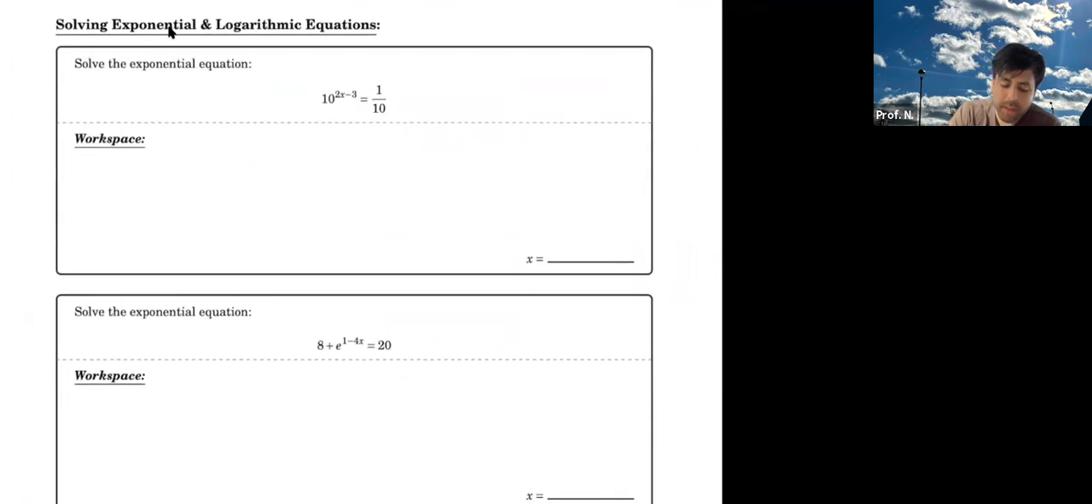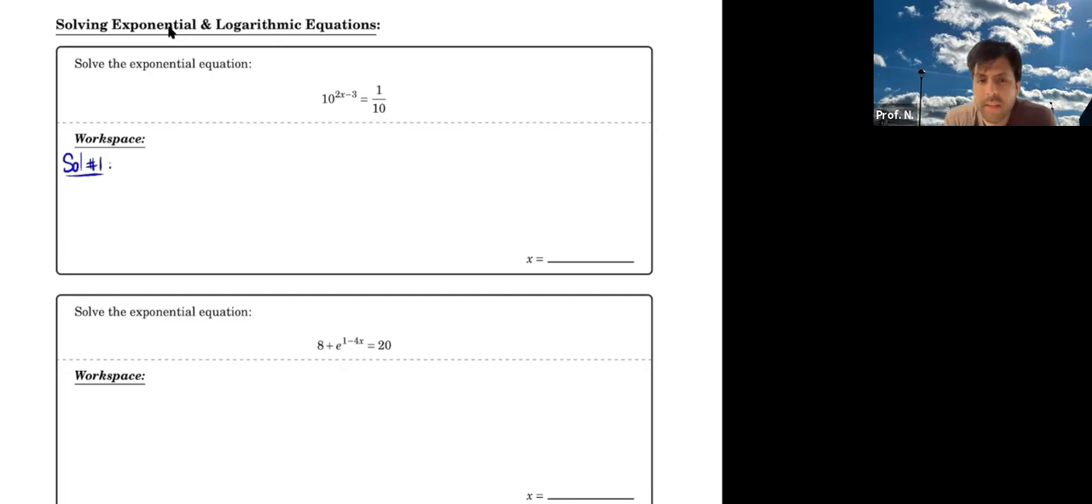All right. So here we have an exponential equation, and I want to solve for x. So we have 10 to the 2x minus 3 equals 1 over 10. So for this particular example, the good thing is that the base is 10. Okay? So I'm going to show you two ways to solve this problem. So solution number one.